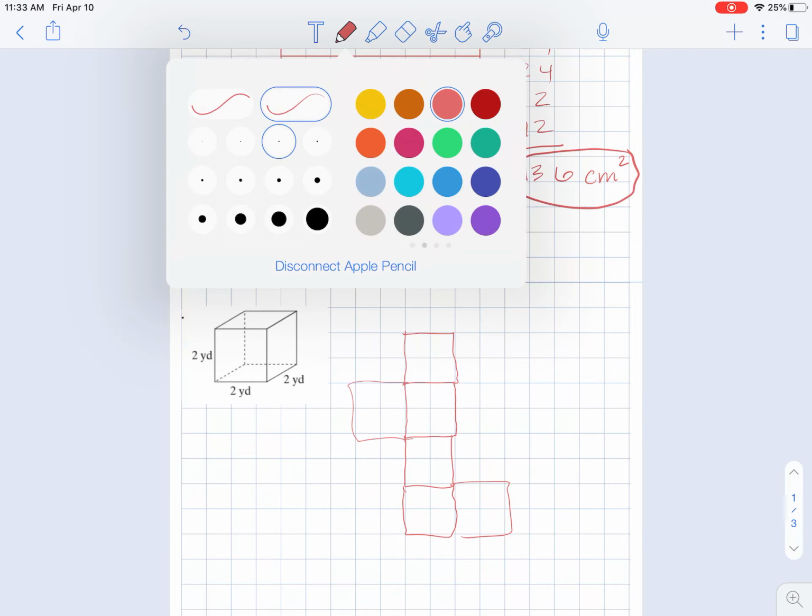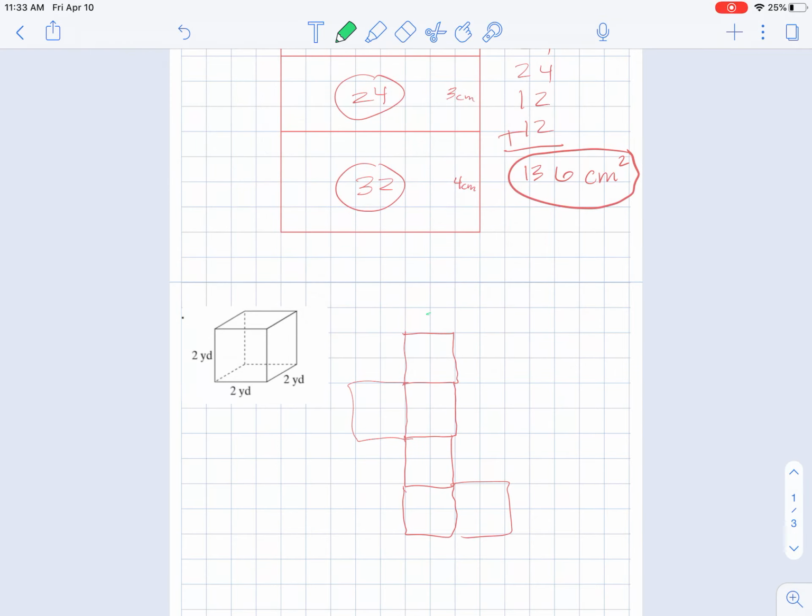So now let's actually find our surface area. I almost forgot that part. Every one of these is 2 by 2, right? So our area here is 4, 4, 4, 4, 4, and 4, and that's 6 of them. So 6 times 4 is 24, and our unit here is yards. 24 square yards is our surface area.